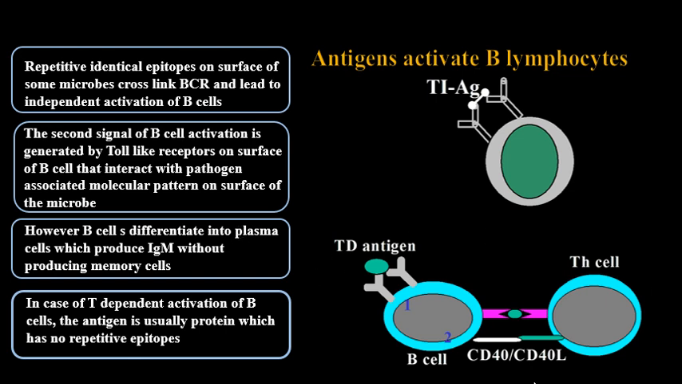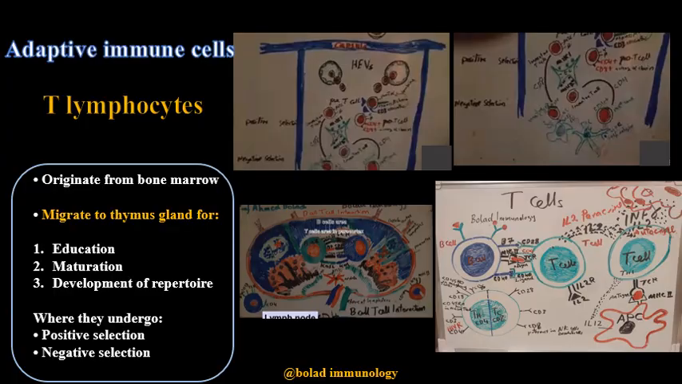In case of thymus dependent activation, which requires T and B interaction, the antigen is usually protein, which has no repetitive epitopes. It is actually complex proteins.